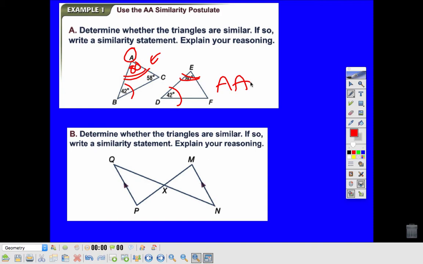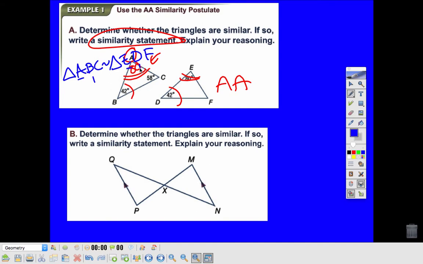And be careful, because if it says write a similarity statement, you actually need to use a similarity statement, and this one would be triangle ABC is similar to triangle EDF. And remember, you've got to have these guys line up correctly.